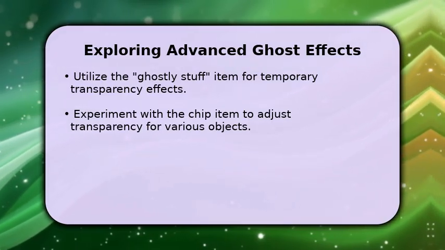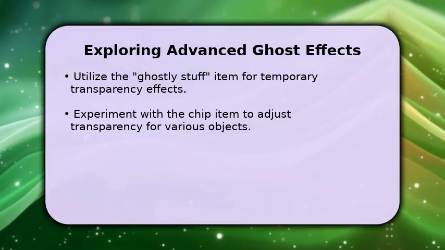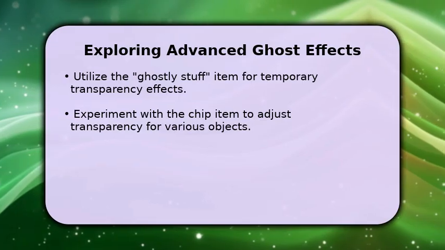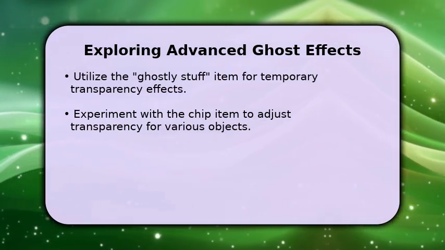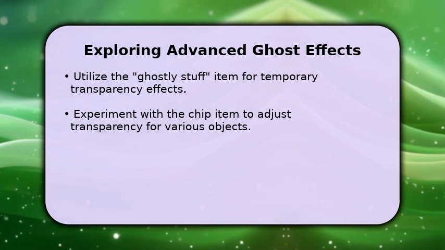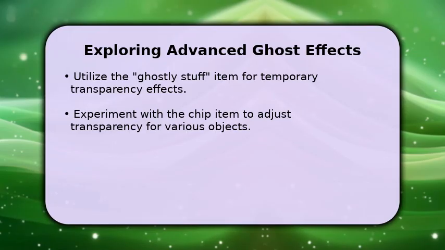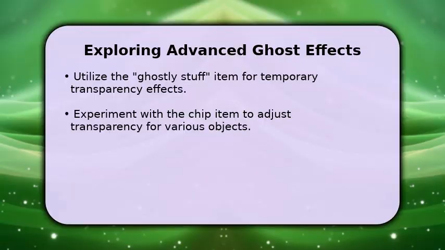For those with newer game versions, you might find additional tools for advanced ghost effects. Some updates include a ghostly stuff item that can temporarily make characters transparent. Alternatively, the chip item allows for precise control over an object's transparency. Connect parts of your character to the chip to adjust their visibility, offering even more creative possibilities for your ghostly creations in Melon Playground.